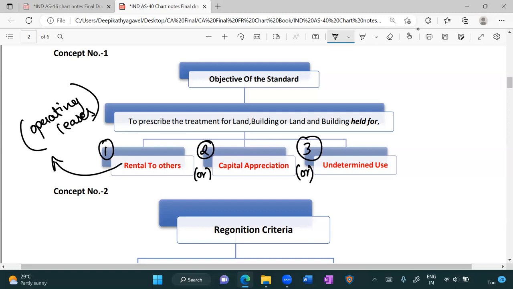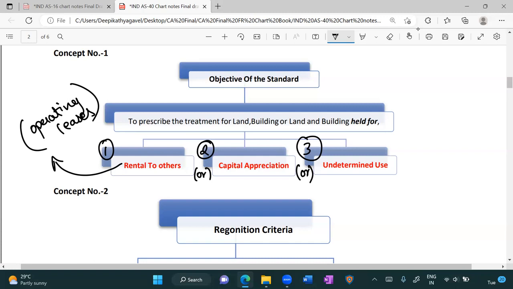But if it was the other way around, and my primary business itself is to give on rental services, then the property will become my inventory. So it is very important to differentiate whether the primary business of the entity is giving on rental services, or the primary business is something else and this is happening in addition. If it's happening in addition, then it will be treated as an investment property. So the first point is if your property is being held for rental to others.